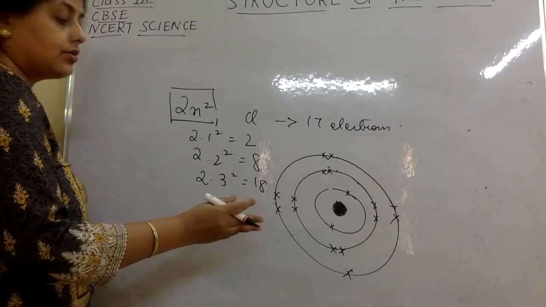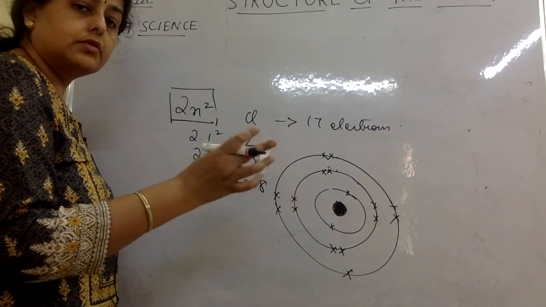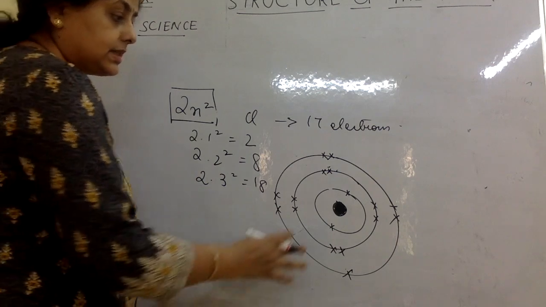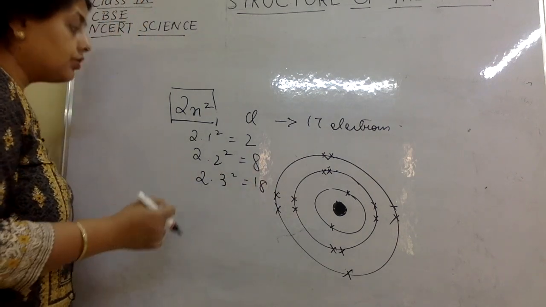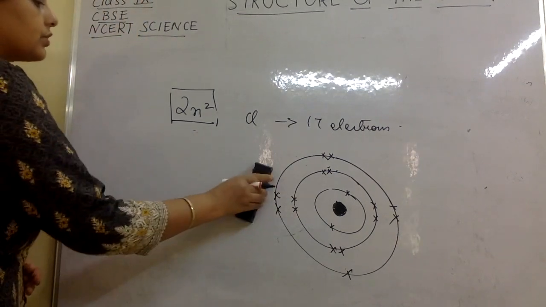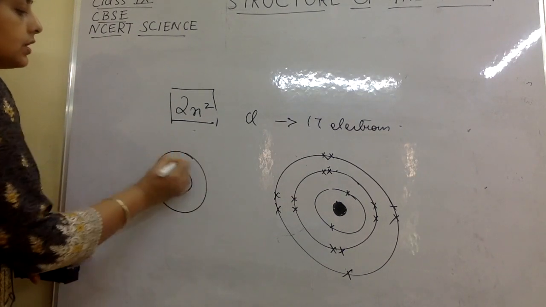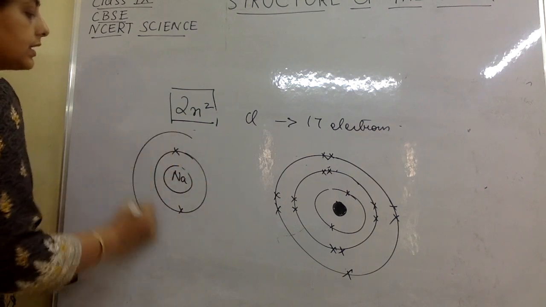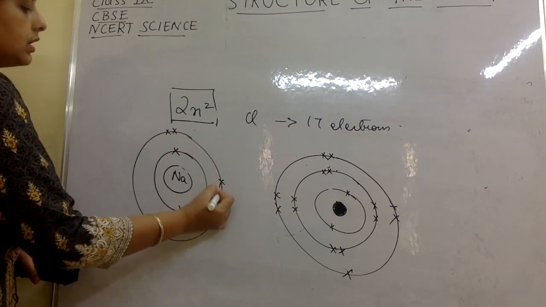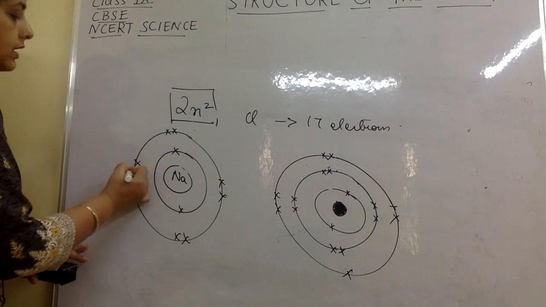So that is the electron dot structure of chlorine. So that makes it 17. Now if we want to draw for sodium, we can draw that also. Let's draw for sodium. 1, 2, then 1, 2, 3, 4, 5, 6, 7 and 8.